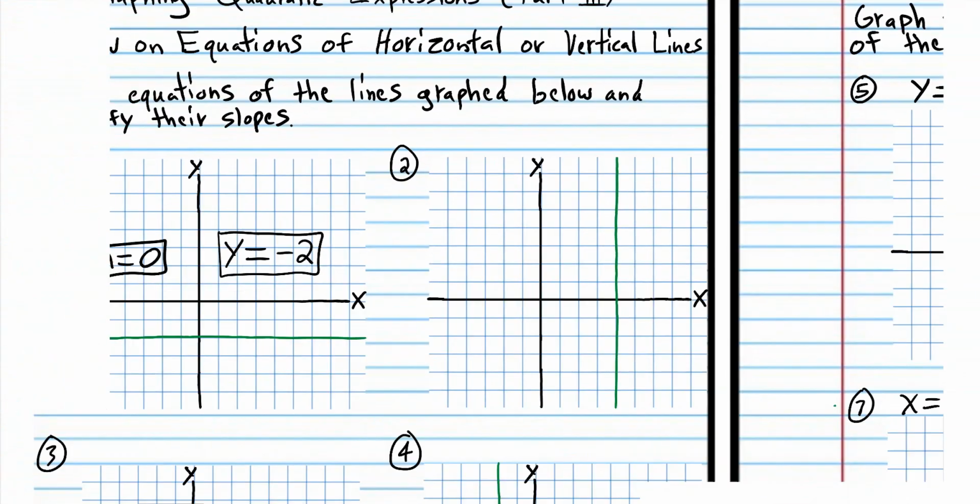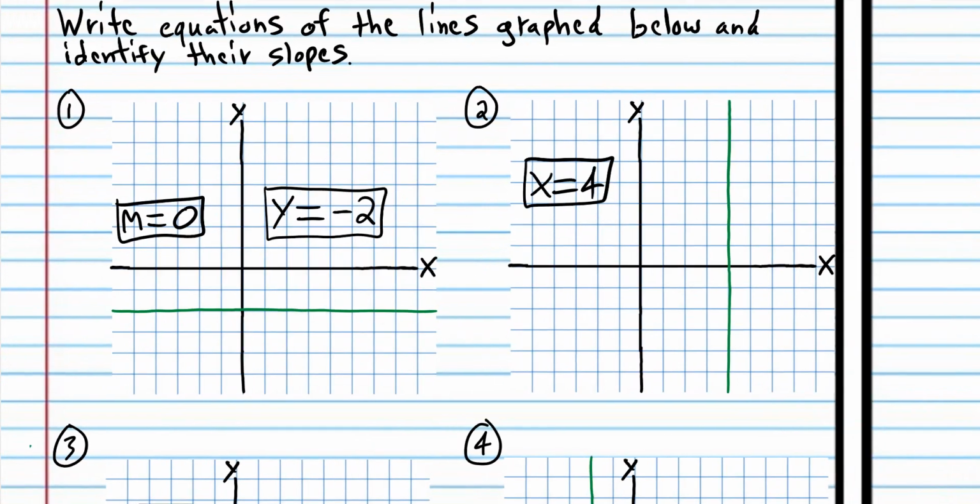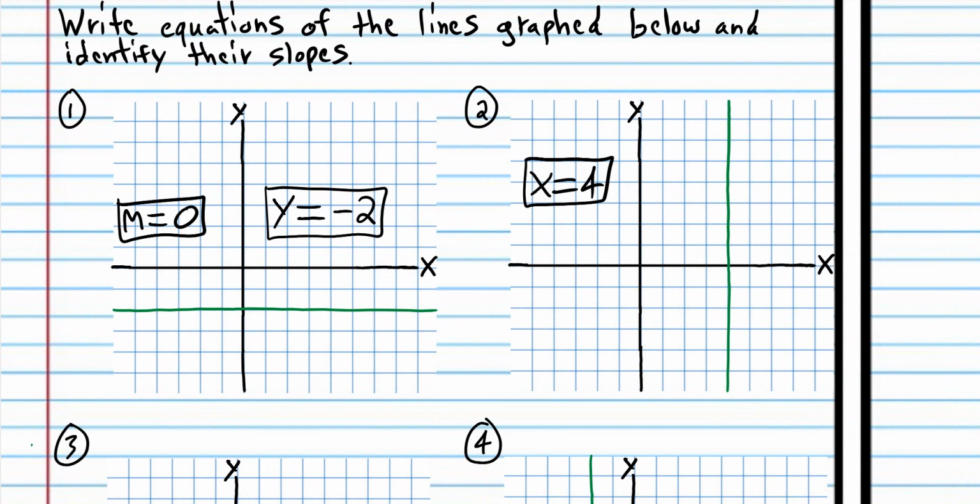Okay, so on to the next problem. Now this is a vertical line over here for number 2. So we write x is equal to 4. And the reason for that, again, is the same type of logic. All these points have the same x value. They all have 4 as an x value. So x is always equal to 4. And mathematicians have decided to use, again, these expressions to notate vertical and horizontal lines.